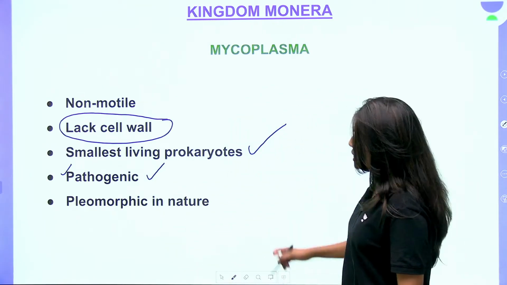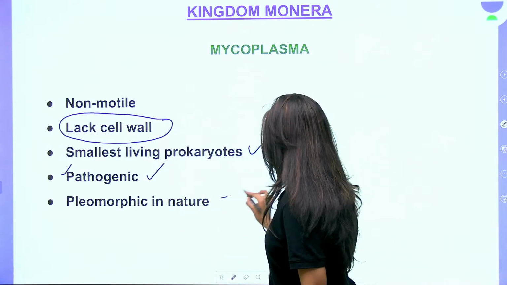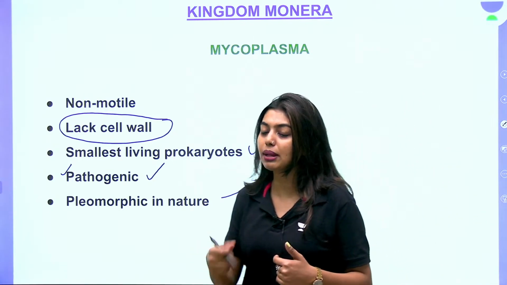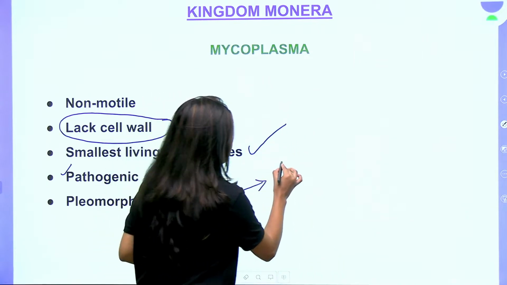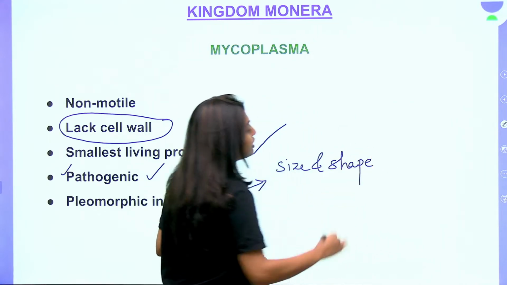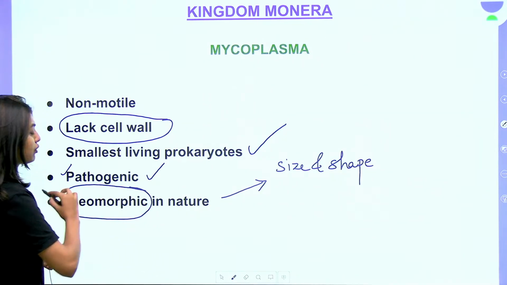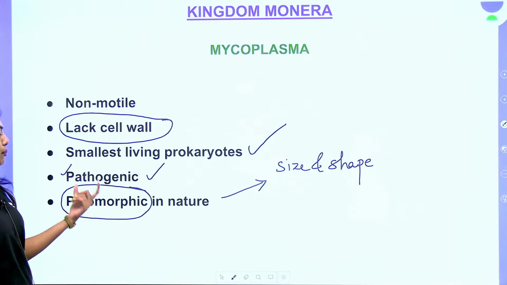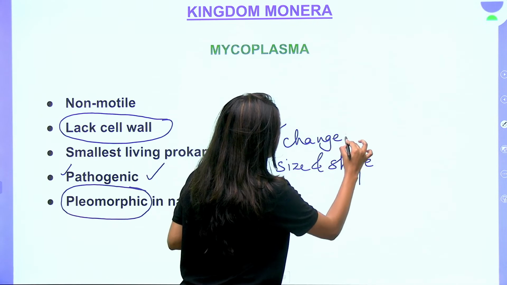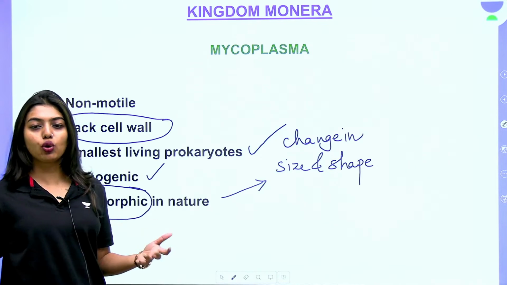And then, pleomorphic in nature. Students, pleomorphic in nature means they can change their size and shape. Whenever they want, they will keep changing their size and shape according to their wish, and that is called pleomorphic. Just write this down in your textbook: pleomorphic, because of continuous change in size and shape.